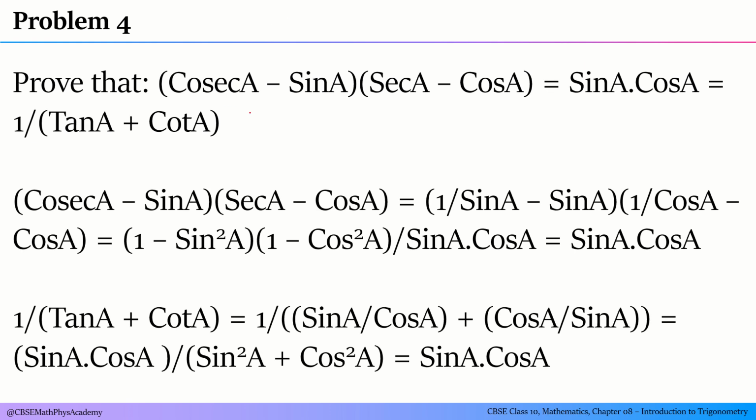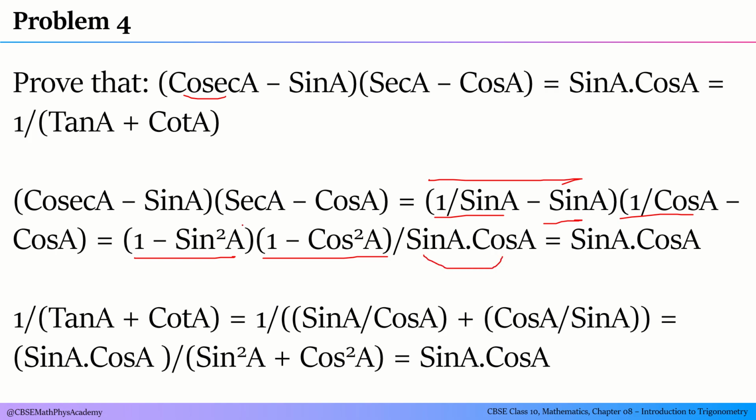So cosec A minus sin A. Cosec I'm going to substitute as 1 by sin A minus sin A. Sec A is 1 by cos A, so 1 by cos A minus cos A. I'm going to take LCM and add. This becomes 1 minus sin square A. This whole term becomes 1 minus sin square A. Similarly, this whole term becomes 1 minus cos square A divided by sin A into cos A.